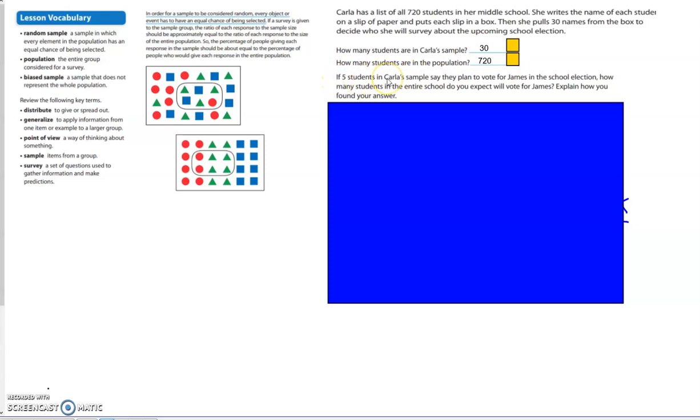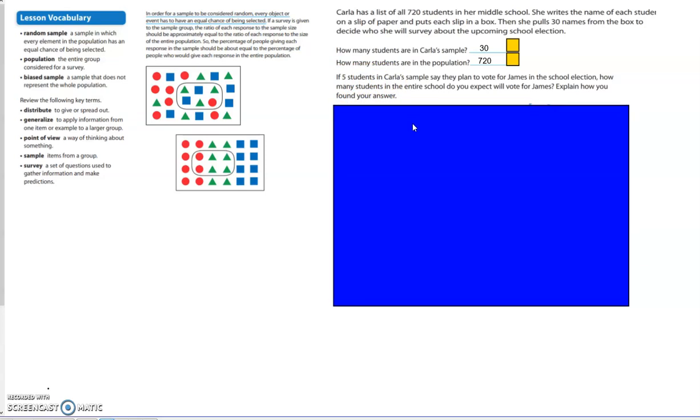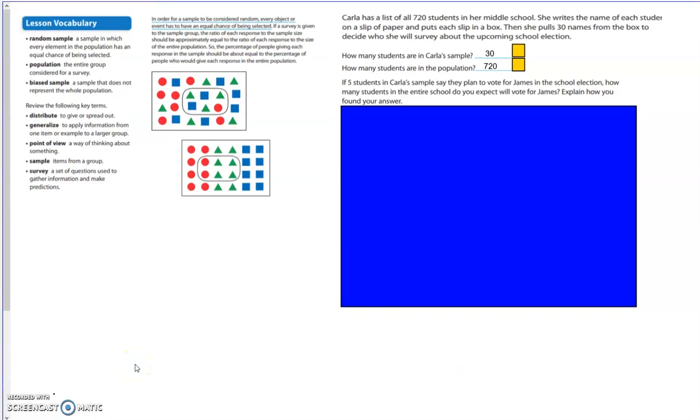So if 5 students in Carla's sample say they plan to vote for James in the school election, how many students in the entire school do you expect will vote for James? Explain how you found your answer. Okay, this can be set up as a simple ratio. 5 students out of the 30 said that they were going to vote for James. So an unknown number out of 720 should be in the same proportion that's going to vote for James. So how many students do we think is going to vote for James?